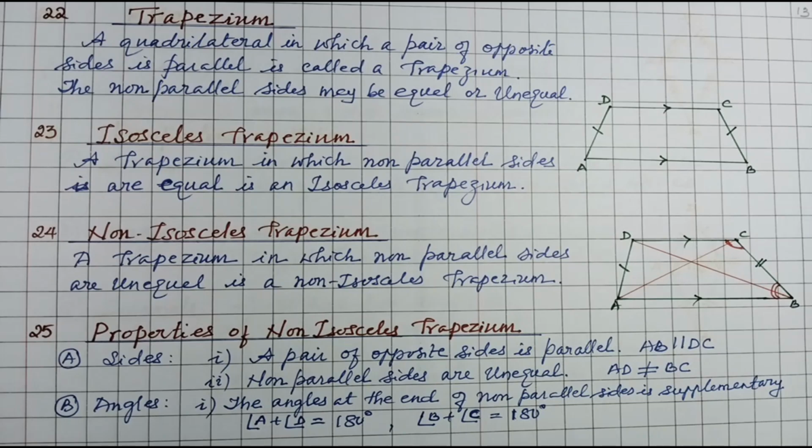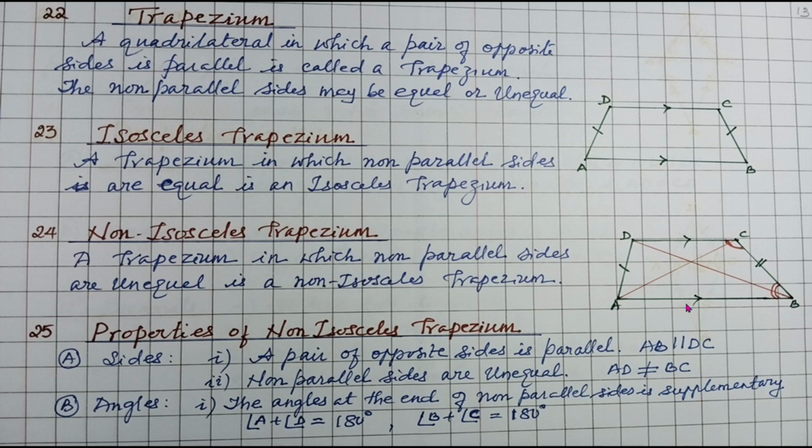Well, in this learning session, let us learn about a very important quadrilateral known as a trapezium. Now, a trapezium is a quadrilateral in which a pair of opposite sides is parallel and non-parallel sides may be equal or unequal. Now, if you look at the figure, ABCD is a quadrilateral in which AB is parallel to DC. That means one pair of opposite sides is parallel and the non-parallel sides may be equal or unequal.